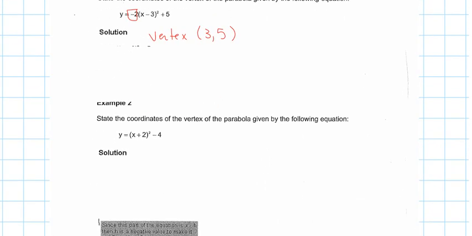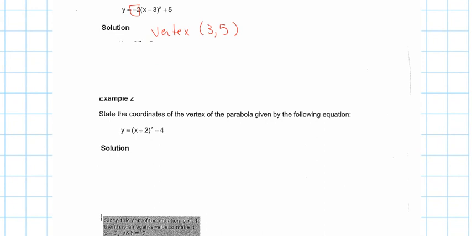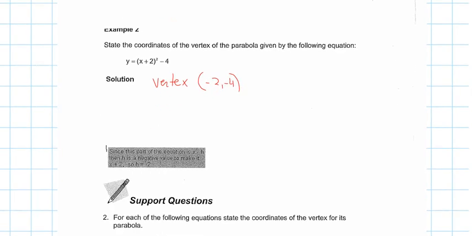State the coordinate of the vertex of the parabola given by the following equation. Y equals x plus 2 squared minus 4. What's the vertex? Negative 2, negative 4. Yep. Are we okay with this? So since the part of the equation is x minus h, then h is a negative value to make it positive, so h is negative 2, which we've already talked about before.